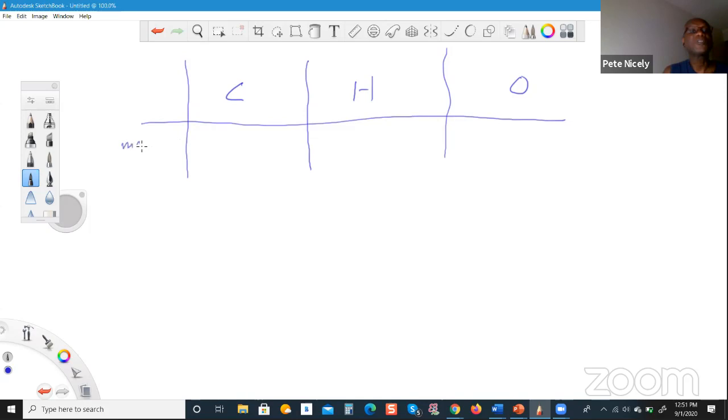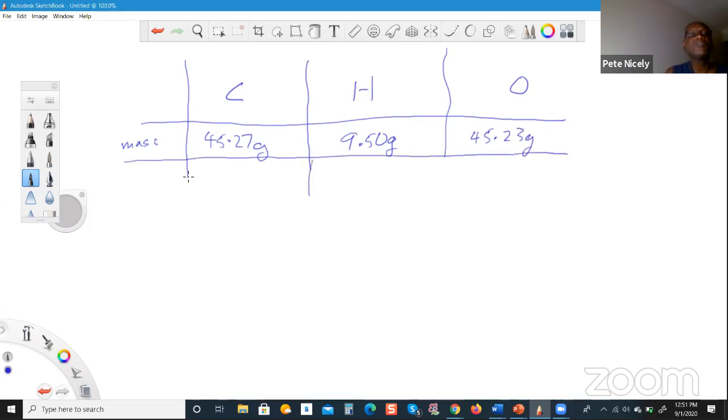Okay, so the first step, of course, would be their masses. And based on the question, the percentages, again, like we did before, will be expressed as their masses. So here you're gonna have 45.27 grams for carbon. For hydrogen, 9.50 grams. And for oxygen, 45.23 grams, all right? So the next step is to determine the moles, just like we did before at this stage.